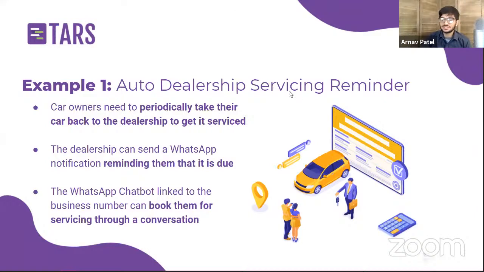car servicing is due. So if the dealership has a WhatsApp chatbot linked to a WhatsApp business number, which we'll discuss in a little bit, they can send you that reminder, and then in the chat itself, the WhatsApp chatbot can help you book the car servicing. And Ritam, if I'm not mistaken, some of our customers are actually using this use case.